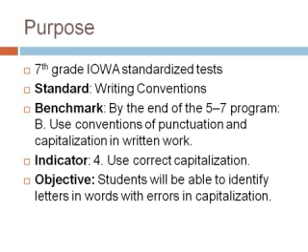This unit covered the writing conventions Ohio Academic Language Arts Content Standard. By the end of the 5 to 7 program, 7th graders would use conventions of punctuation and capitalization in written work and use correct capitalization. For this particular unit, students will be able to identify letters in words with errors in capitalization.